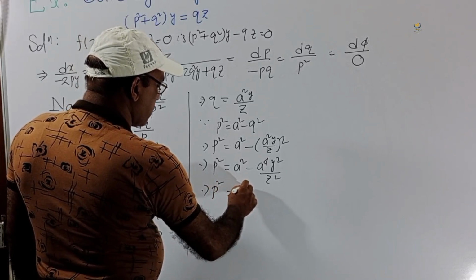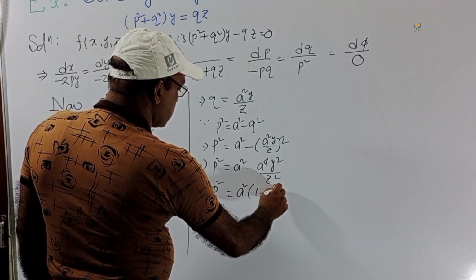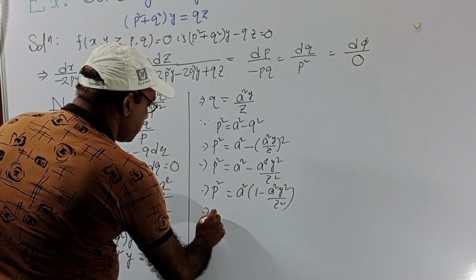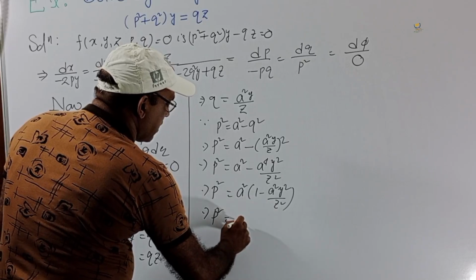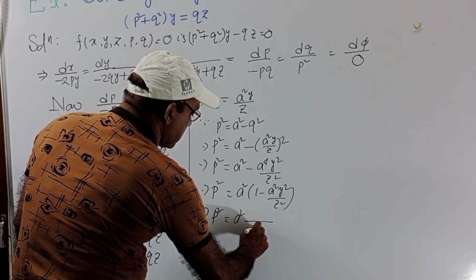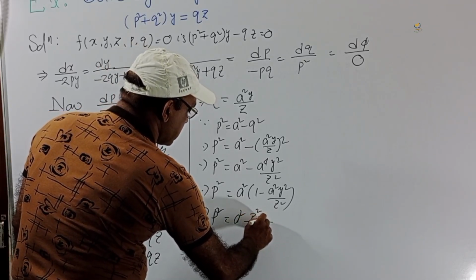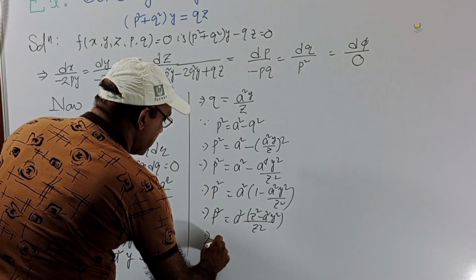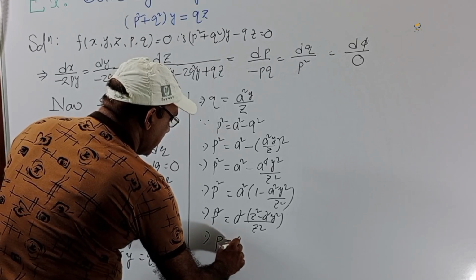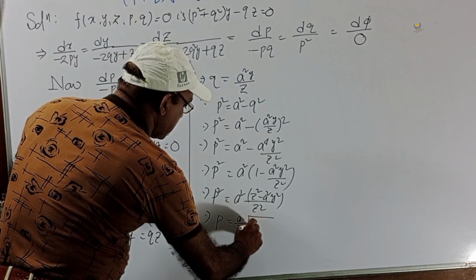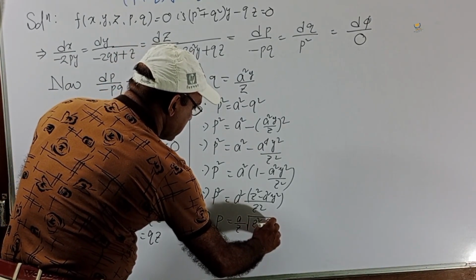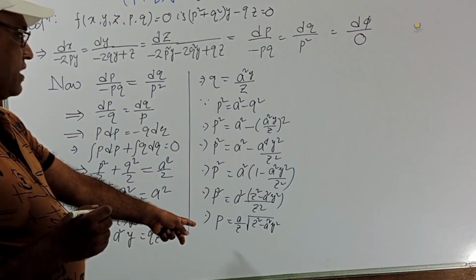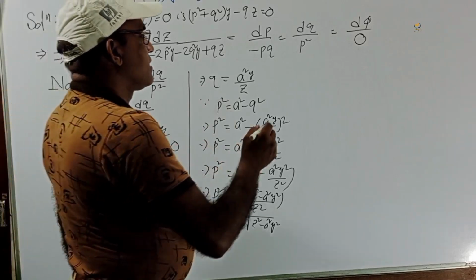p square equal to a square common, 1 minus a square y square by z square, and this is p square equal to, LCM is z square, a square into z square minus a square y square, we get this. And p equal to a by z root over z square minus a square y square, we get this. Therefore p is this, q is this.